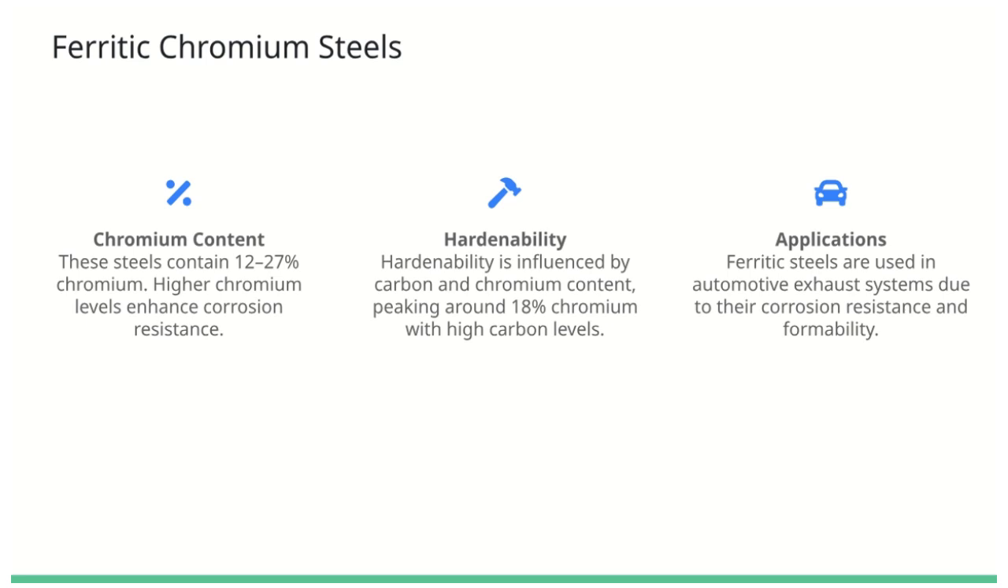Okay, so ferritic chromium steels contain 12 to say 27% chromium, iron chromium, with enhanced corrosion resistance. Their hardenability is influenced by carbon and chromium content, peaking around 80% chromium with higher carbon levels. The application is in exhaust systems, where corrosion resistance and formability matter. Your car's exhaust system has this ferritic chromium steel because it cannot corrode.